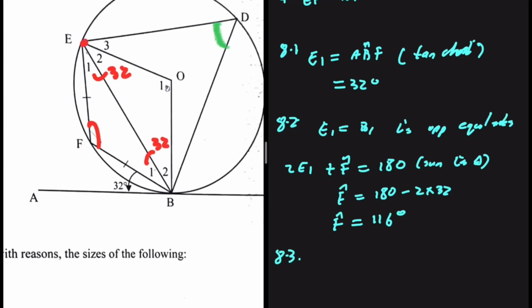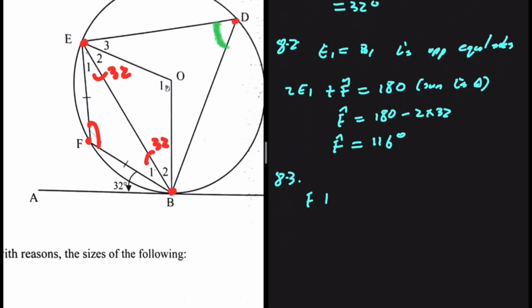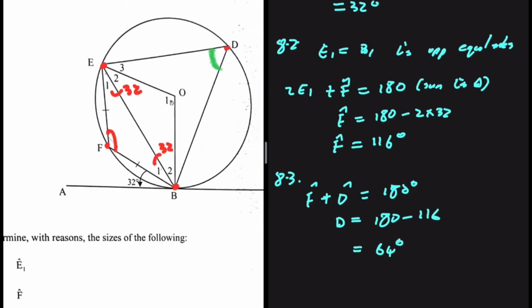Look at E, F, B, D. That is a cyclic quadrilateral. Angle F plus angle D should be equal to 180 degrees. This is because the opposite angles of a cyclic quad are supplementary. So D is 180 minus 116. We know that this is equal to 64 degrees. So we have the size of angle D.